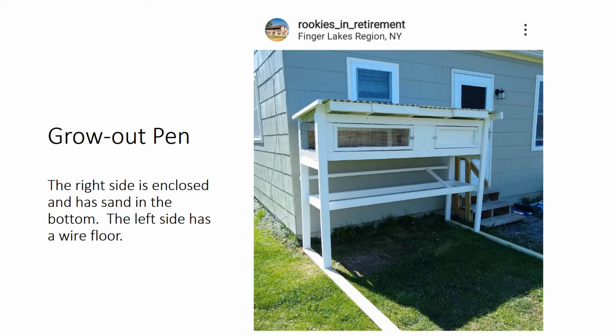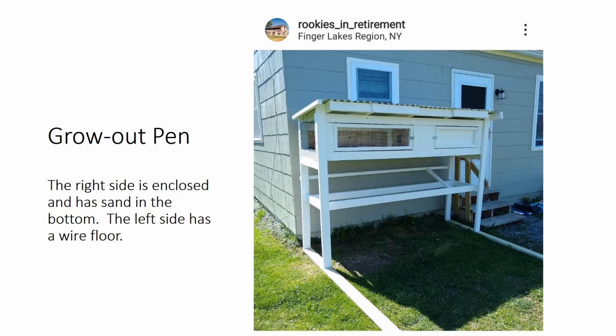Here's a picture of our grow out pen. It's basically 8 feet long and 30 inches deep, and it's about 6 feet high. And it's sitting on a couple of 2x4s, and you'll see why on the next slide. But we had the breeder pen and the grow out pen in the same area. So if you look at this, the right side, there's 2 doors on the front.